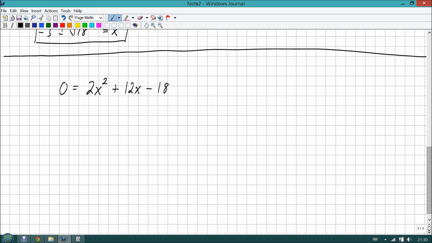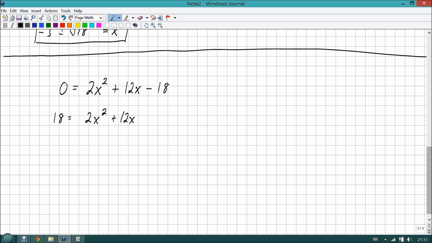Now on this one, the first thing that we have to do is isolate this portion of it, the x squared, the ax squared, and the bx. So then I'm going to add 18 to both sides. I have 18 is equal to 2x squared plus 12x.